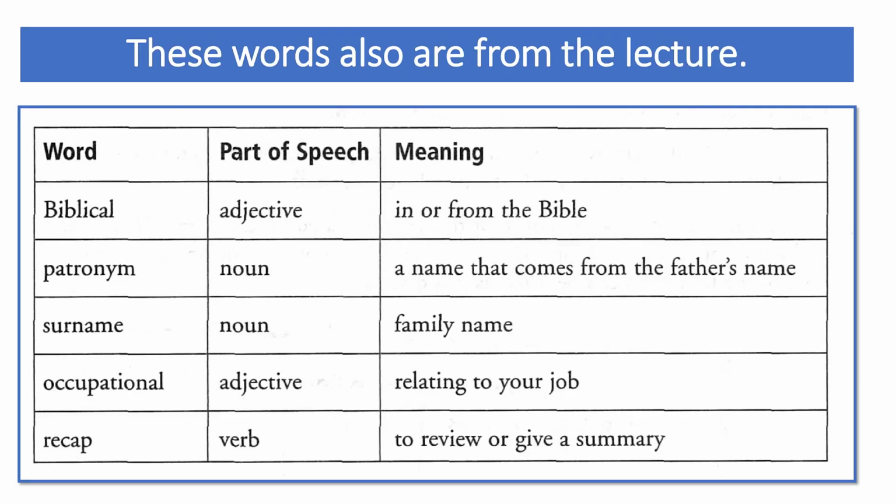Here we are again. So these are some other words which were mentioned also in the lecture above. For example, biblical, it is an adjective, means in or from the Bible. Patronym, it's a noun, a name that comes from the father's name. Surname, noun, it's a family name. Occupational, it's an adjective relating to your job. Recap, verb, to review or to give a summary.